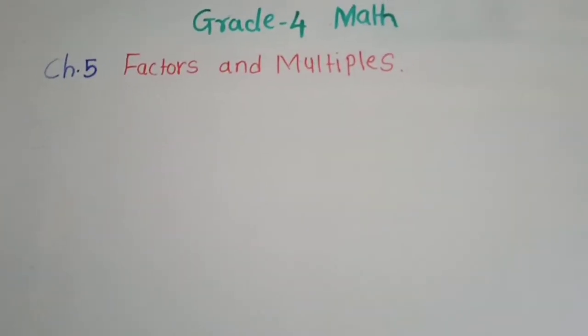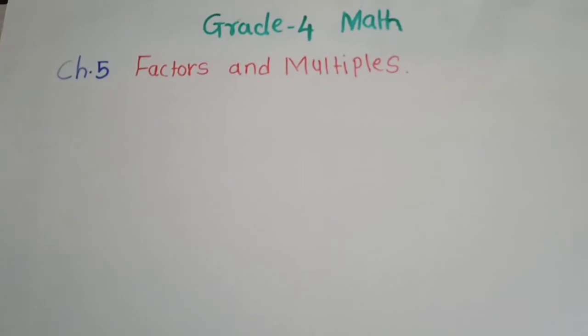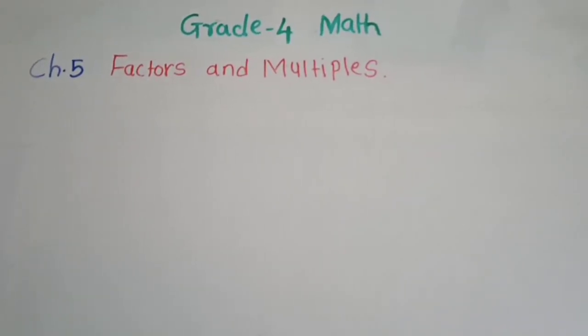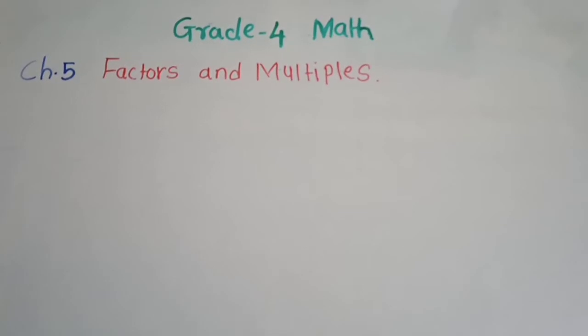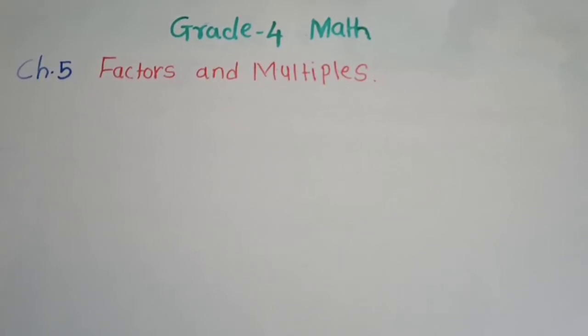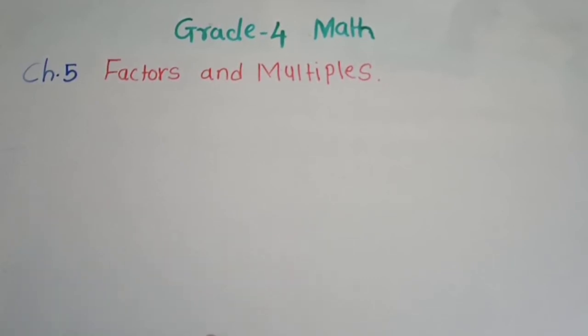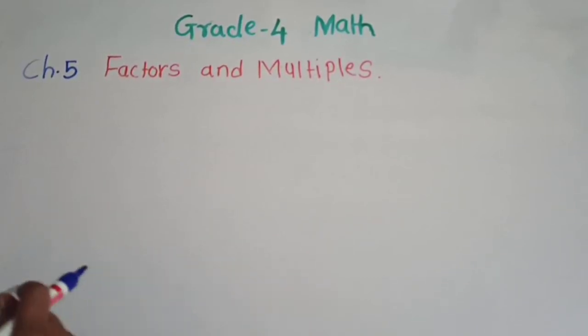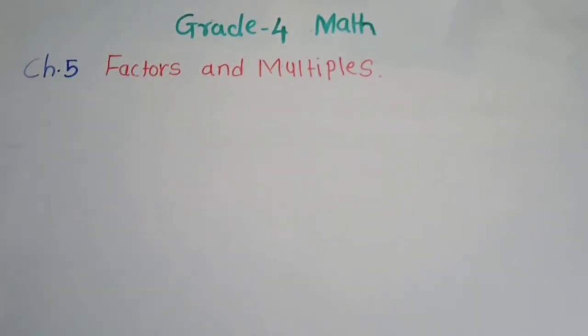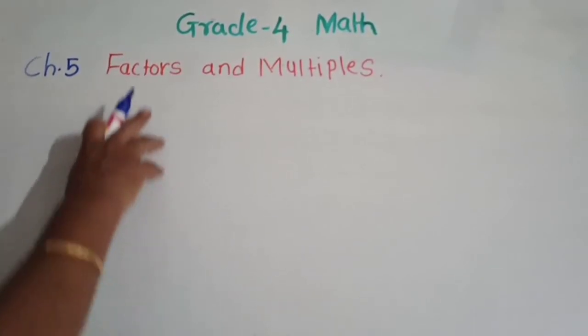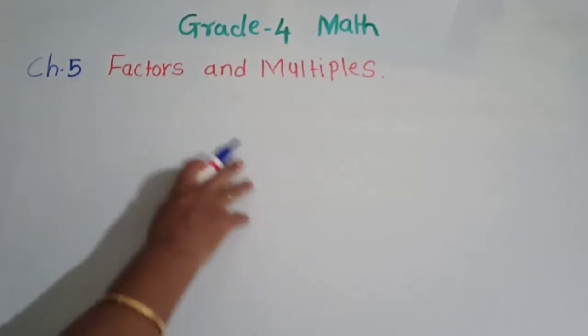Children, you know we have completed comparing numbers, large numbers. Then Roman numerals, how to write number names, then addition, subtraction, multiplication and division. And here we have started this chapter, factors and multiples. Okay, this is a totally new chapter for you children.